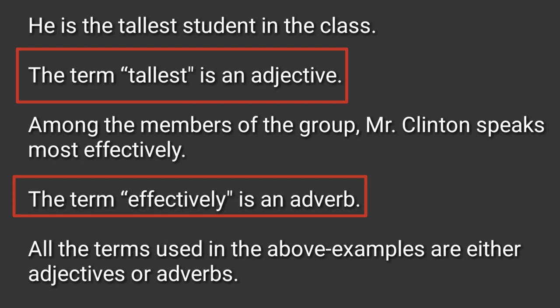Okay. Look at the second sentence. Among the members of the group, Mr. Clinton speaks most effectively. That sentence is also in its superlative form. And the term effectively is an adverb. Okay. Speaks most effectively. The verb speaks is described by using the word effectively. So it is an adverb. Okay. So only adjectives and adverbs are used to make degrees of comparison. All the terms used in the above examples are either adjectives or adverbs.